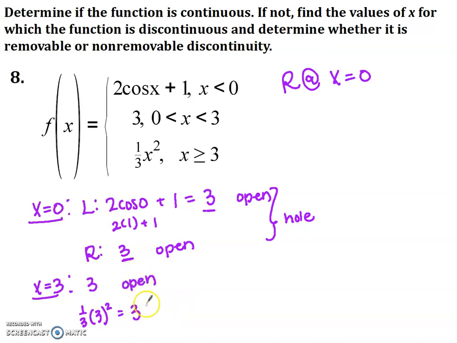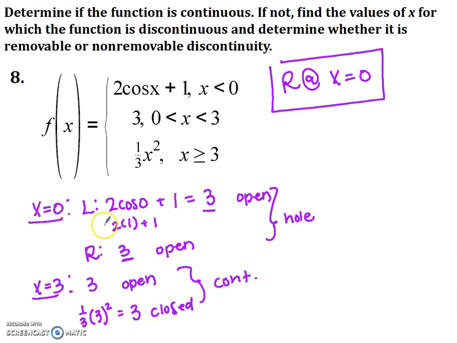So this is when you need to check whether they're both open or one of them's closed. Since this one has the or equal to, that means I have an open circle here, but this one is going to pick up at the same point with a closed circle. So it's going to fill in this hole we have right here and make that part of the graph continuous. So this part's going to be continuous at 3. So the only discontinuity we'll have on this one is at x equals 0.